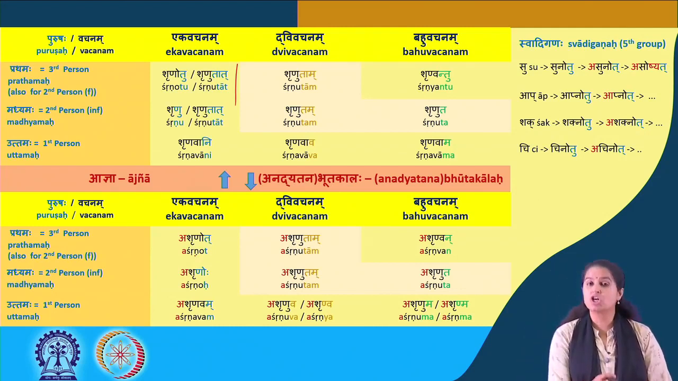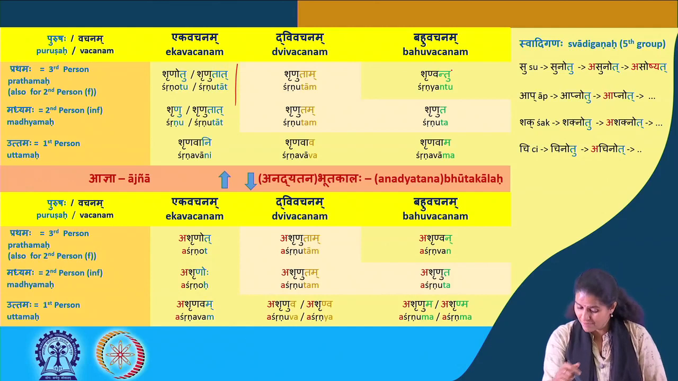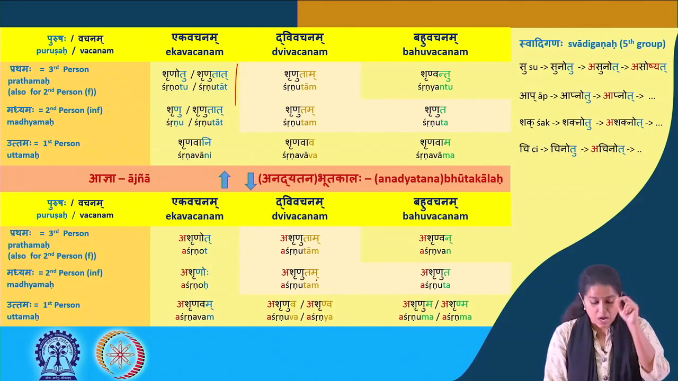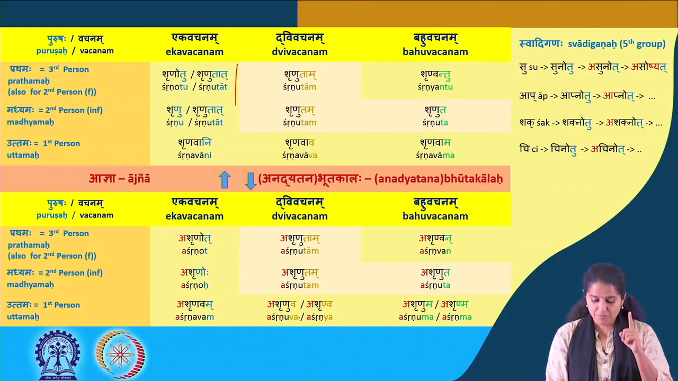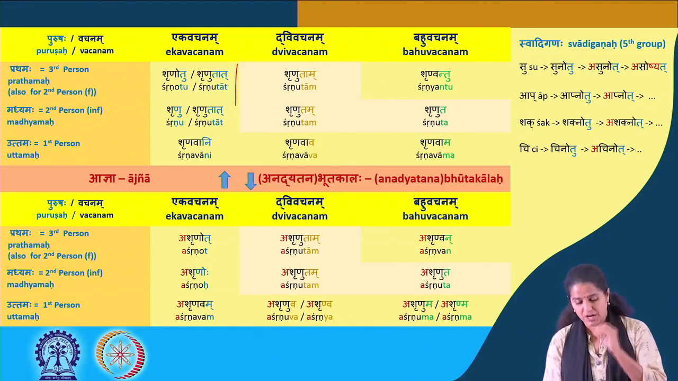So we have shrinotu becomes ashrinot. And then the next one. So shrinotu becomes ashrinot. So no u there. But the next one has u. So shrinutam becomes ashrinutam. And then shrinvantu becomes ashrinvan. Uttamam. Then shrinoho, ashrinoho, ashrinutam, ashrinuta. Anantaram ashrinvam, ashrinavam, ashrinuva and ashrinva. Finally ashrinuma or ashrinma.